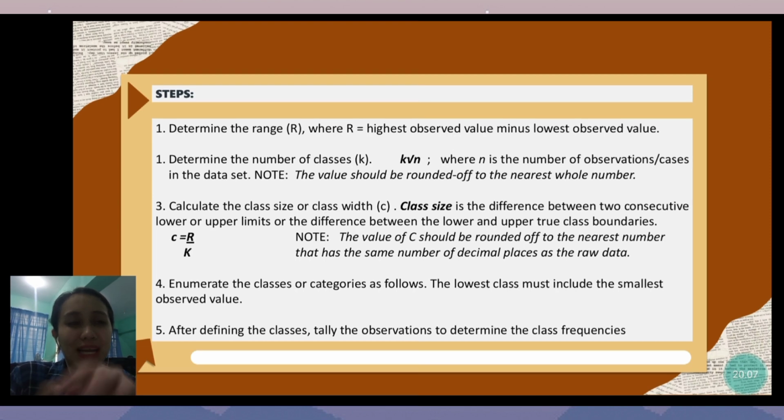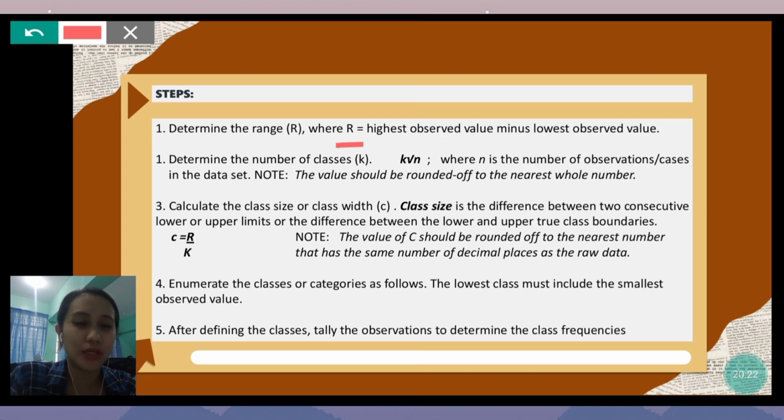In order to determine the class size, we use the formula: class size, lowercase c, is equal to R divided by K, where R is our range, which I discussed earlier, and K is our number of classes. We simply divide both values in order to get the class size. The value of C should be rounded off to the nearest number that has the same number of decimal places as the raw data.